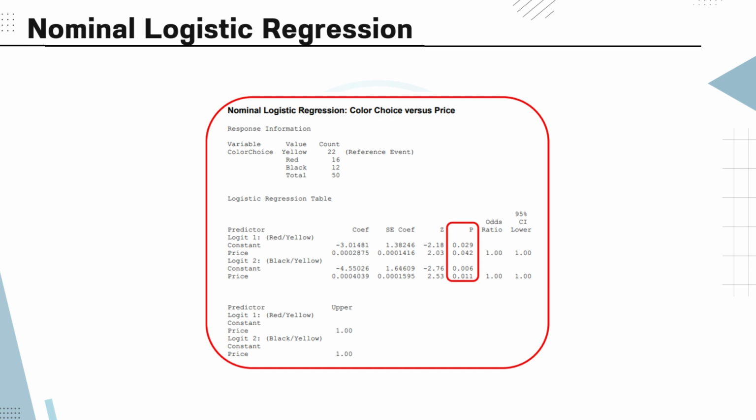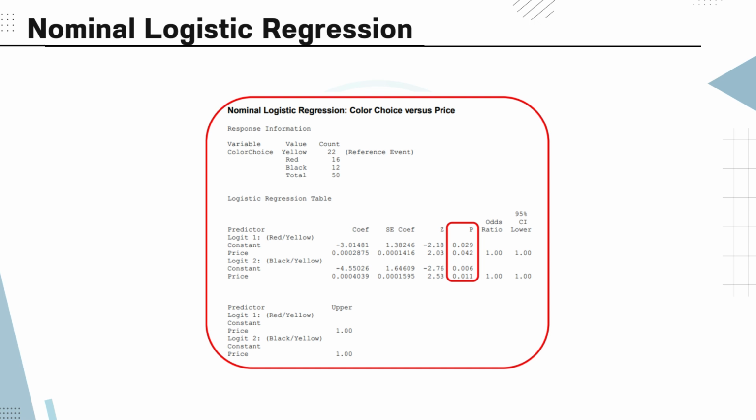Step 3. Coefficients. A positive coefficient would suggest that as the price increases, the log odds of choosing that color over yellow increase. A negative coefficient, as we see here, implies that higher price reduces the likelihood of choosing red or black over yellow. So in this example, as price increases, customers are less likely to choose red or black compared to yellow.